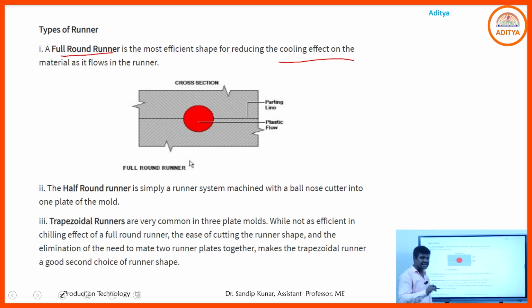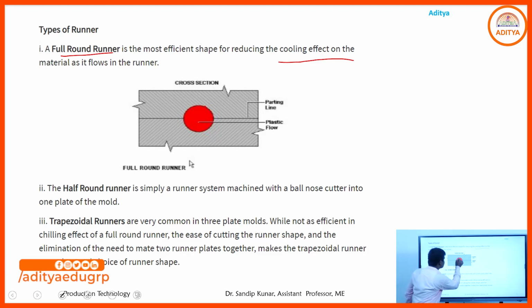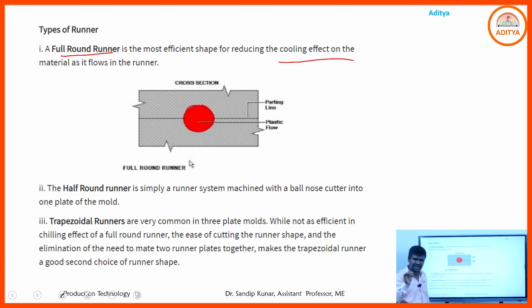Always the liquid metal maintains its pouring temperature for flow through the runner section. That is the cross-sectional area of the runner. The red color shows the cross-sectional area of the runner. If we consider a molding box, the upper part of the molding box is called the cope and the lower part is called the drag.